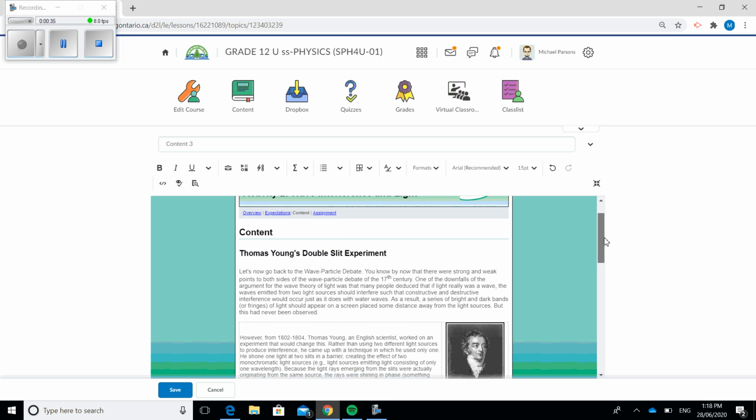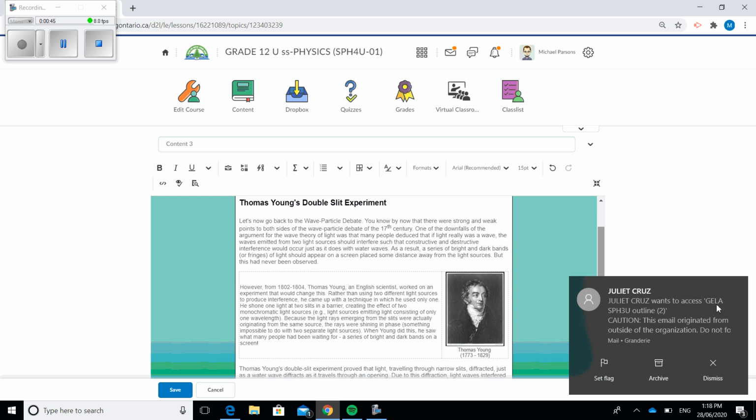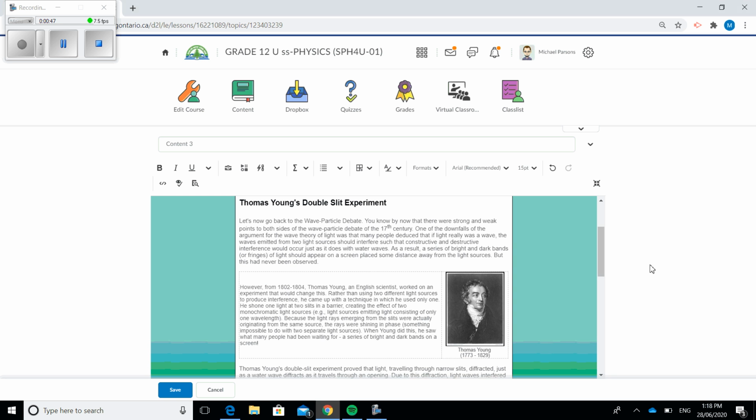And all we're going to do is look at a different formula that can be used, and you guys are going to play with the simulation to try and solidify this. So this is called Thomas Young's double slit experiment.